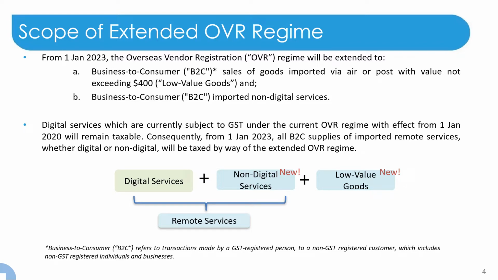Business to consumer refers to transactions made by a GST registered person to a non-GST registered customer, which includes non-GST registered individuals and businesses. Digital services, currently subject to GST, will remain taxable. Both digital and non-digital services will be known as remote services under the extended regime. We will cover the definition of remote services and LBG in the subsequent slides.